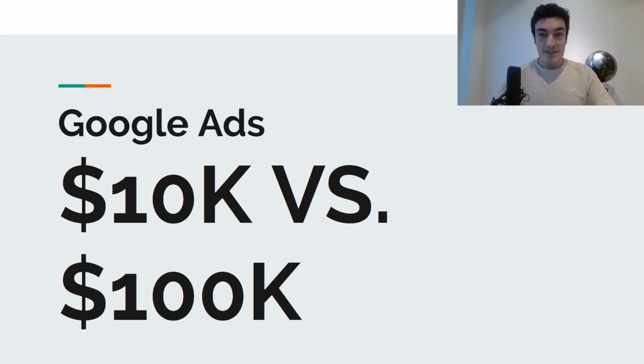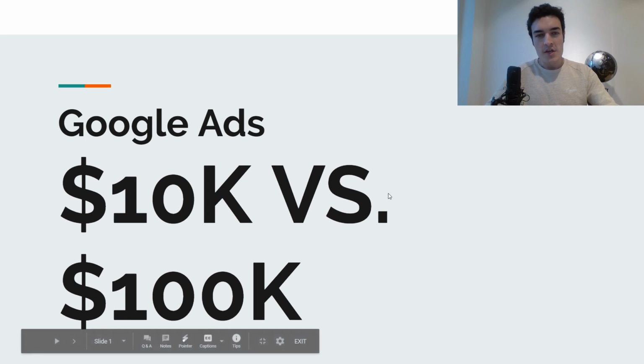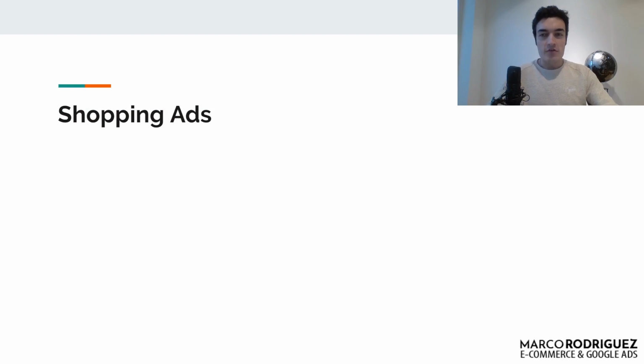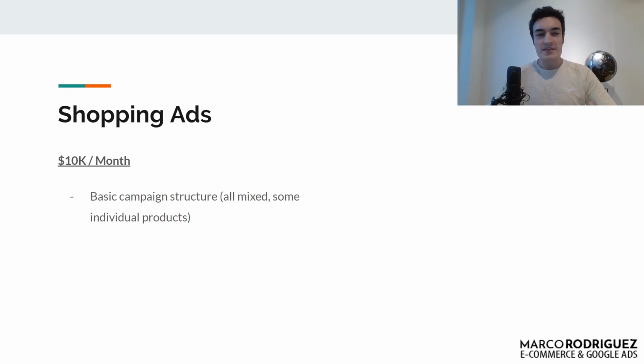All right, so with this being said, let's explore what these different levels in business are doing differently in regards to Google Ads. And we should start with shopping before we then jump into search as well as some general stuff. And in terms of shopping, those $10,000 per month businesses are typically using a very basic campaign structure, right?